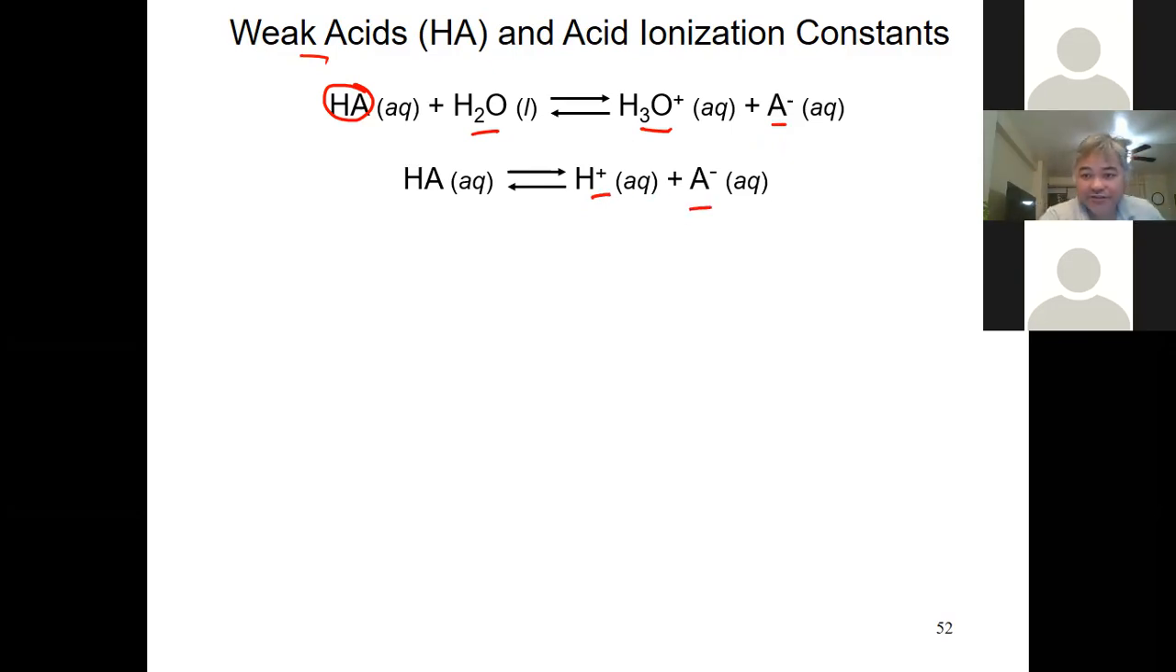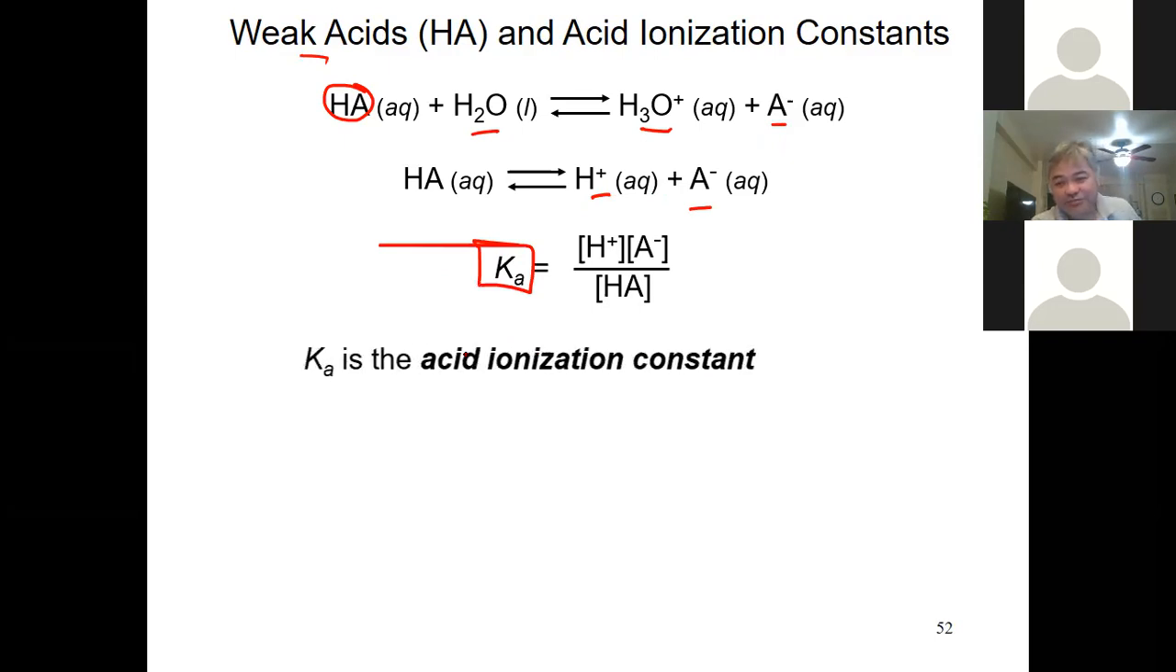And we can write the law of mass action here. So we put here the Ka. So the Ka is what we call the acid ionization constant.